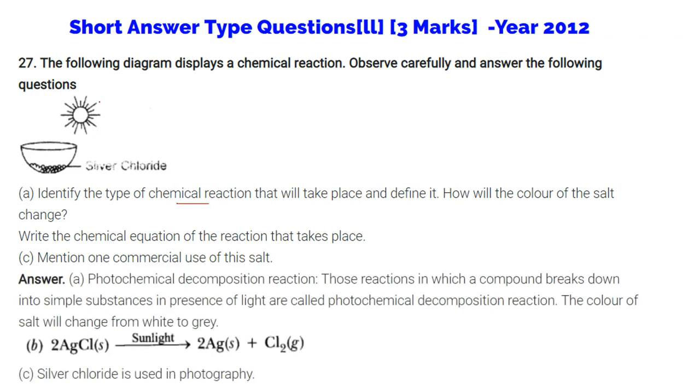See, there is sun, so there is something going on with the sunlight. So this is a photochemical decomposition reaction. Those reactions in which a compound breaks down into smaller or simpler substances in the presence of light or sunlight are known as photochemical decomposition reactions. So the color of salt will change here from white to grey. This is simply AgCl, silver chloride, and after the exposure of sunlight it forms Ag and chlorine. So this silver chloride is used in photography. This is a commercial use.